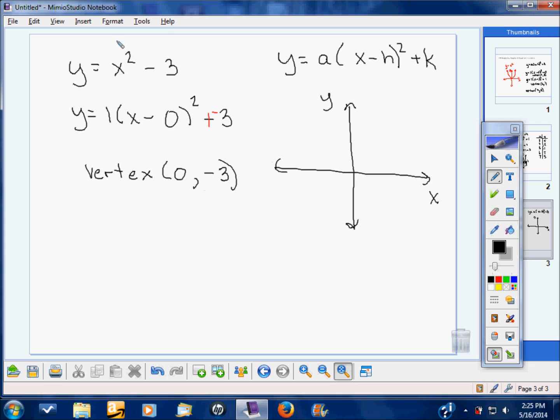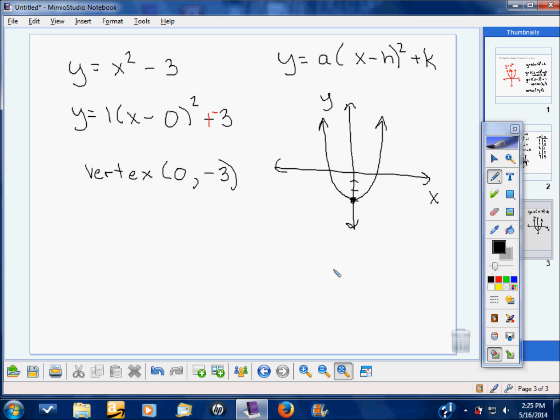This was the regular one. Oh, okay, this was the first thing we did. The only time that it turned upside down was when you had a negative over here, but we don't have that. So this one went down 3. There's your vertex. 0, 1, 2, 3 down. And it was a normal shaped graph. So it would look like this.